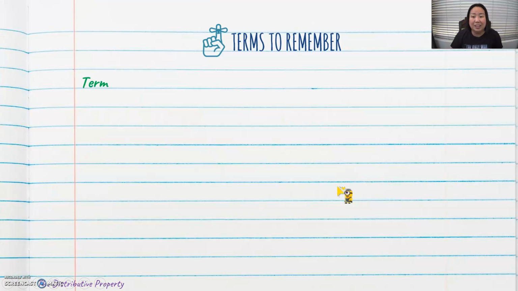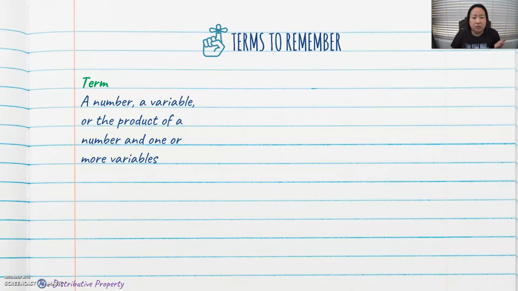When we talk about a term, it is actually a number. It could also be a variable or a product of a number and one or more variables. So it could be a number, let's say just 2. That's one term. It could be xy. It could also be 3xyz. That is just one term.